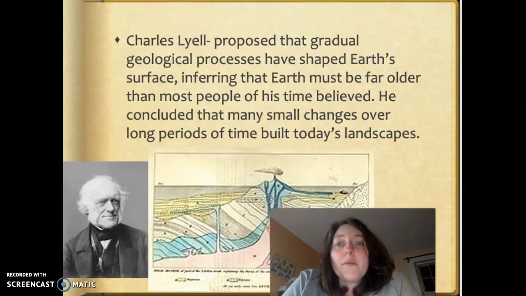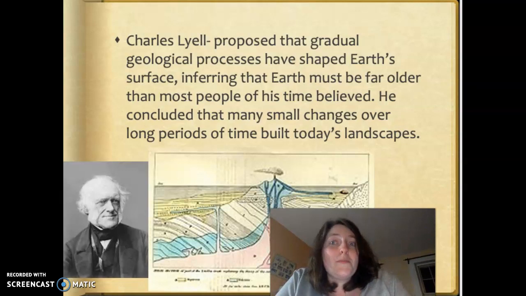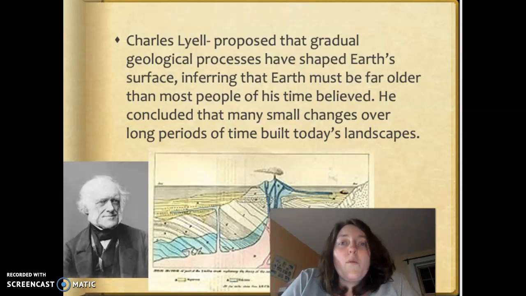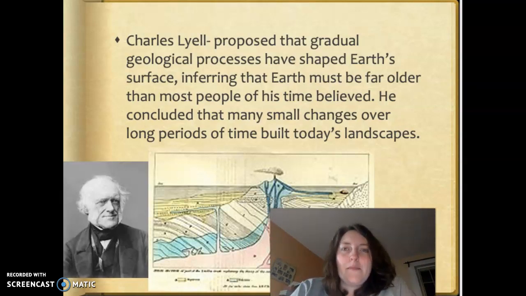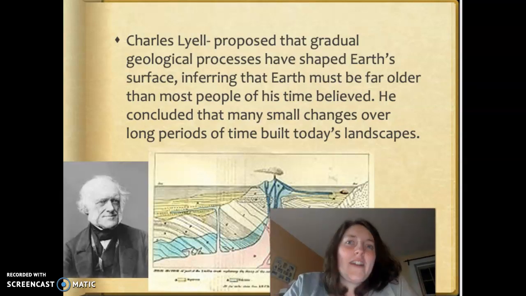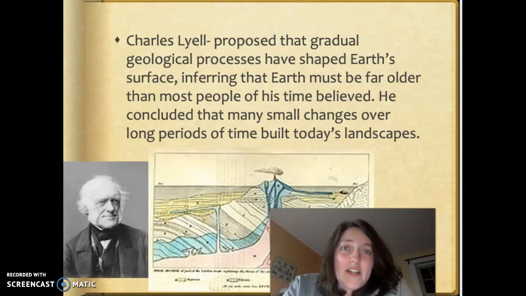Charles Lyell proposed that the Earth shifts, the crust moves, layers upon layers are built, and small changes over time build today's landscapes. Which are the older mountain ranges? The Rockies or the Appalachians? The Appalachians, because they are rounder and flatter than the sharp Rockies. The Rockies are a newer mountain chain. The Appalachian Mountains have been worn down over time.